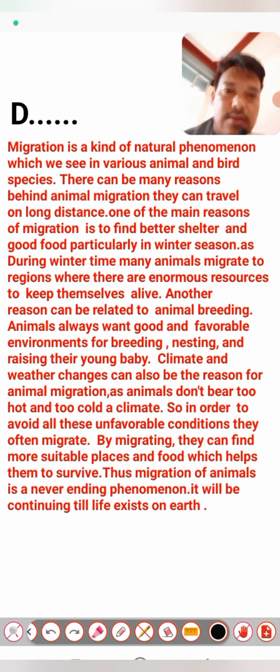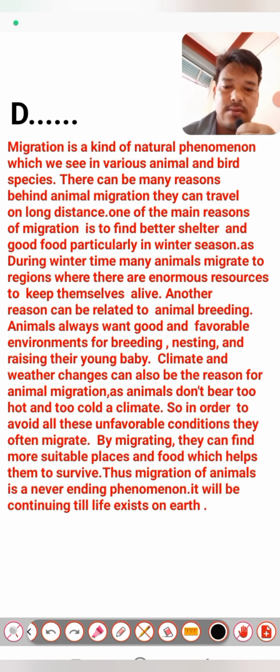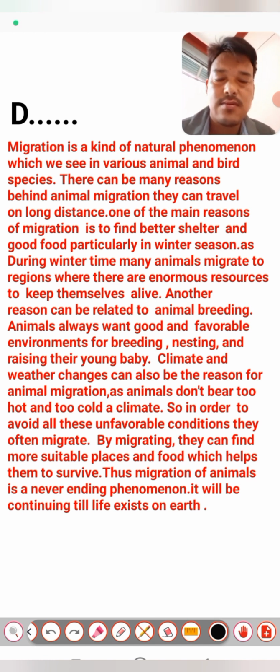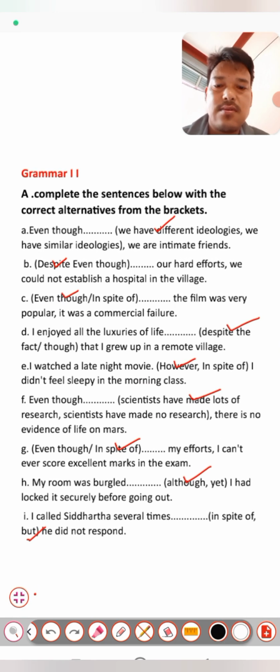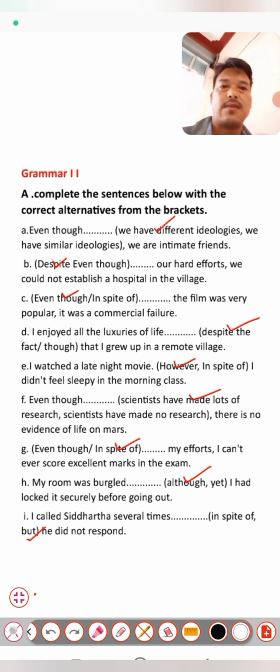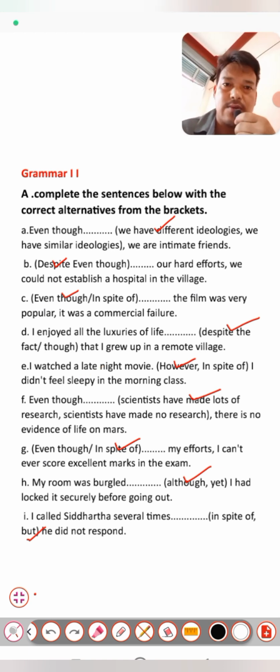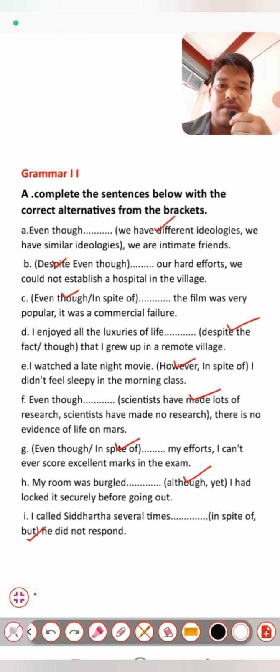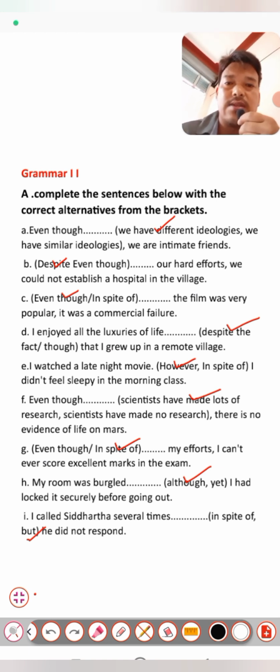Now students, next one, let's see. It's a grammar part, students, and a very important grammar part, connectives. Sorry, it's not connectives, but we have exercise one. Complete the sentences below with the correct alternative from the brackets. In the brackets, there are some alternatives and you have to choose the best one. So here we have number one.